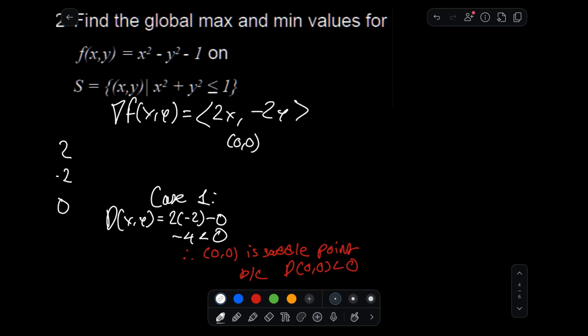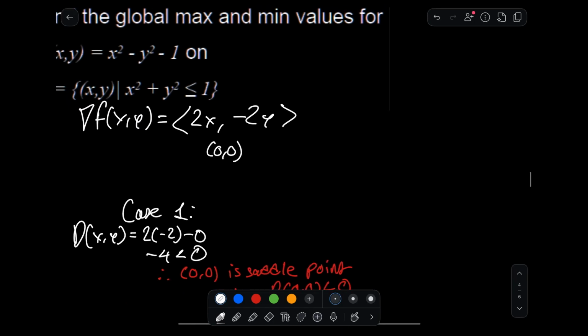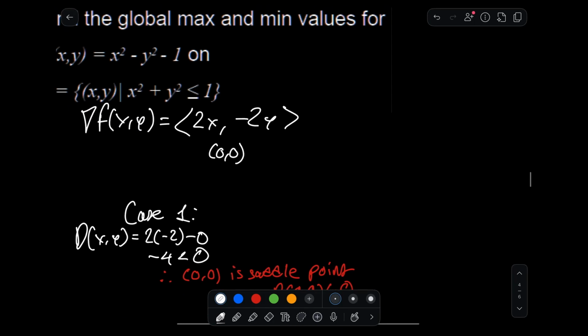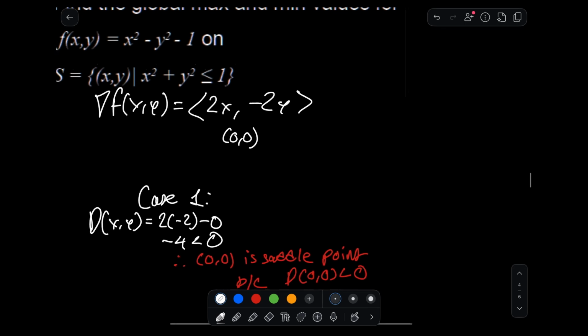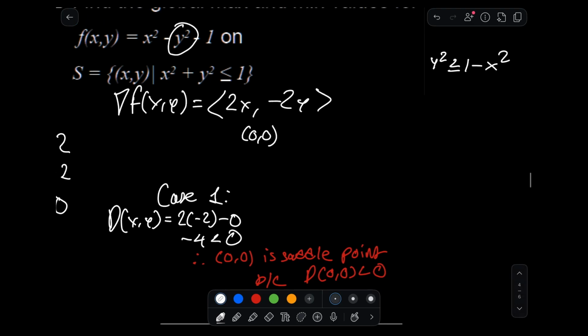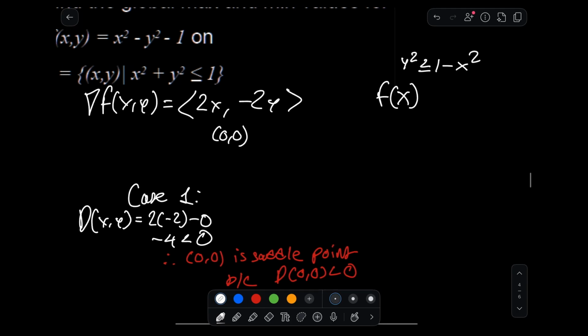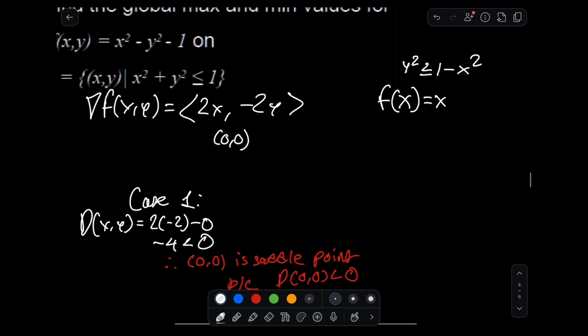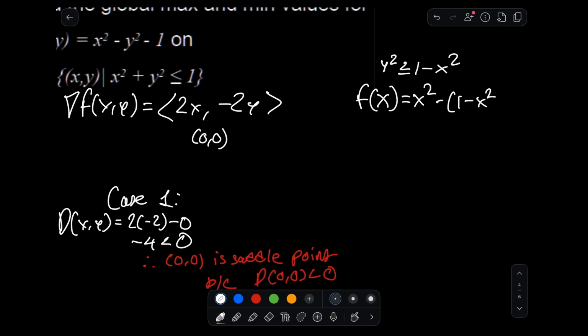However, what we have to do now is isolate for y squared, right? So we're going to get y squared is less than or equal to 1 minus x squared. And now we can substitute that into this equation. So we're going to have f(x) now, because it's only one variable, f(x) equals x squared minus (1 minus x squared) minus 1. f(x) equals 2x squared minus 2.